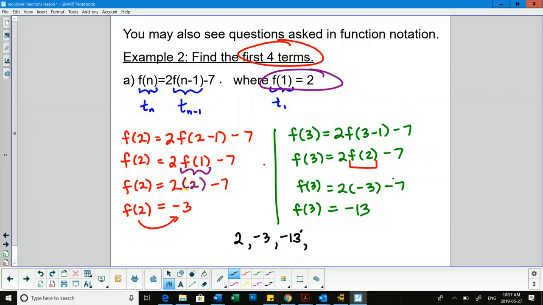So how do I get to the next term in this sequence here? So how did you get that, Bonnie? Yep, negative 3. Perfect. So we do negative 13 times 2, we'll get 26, and then we'll subtract 7, and Bonnie said she got negative 33. And we could continue that if we wanted to.